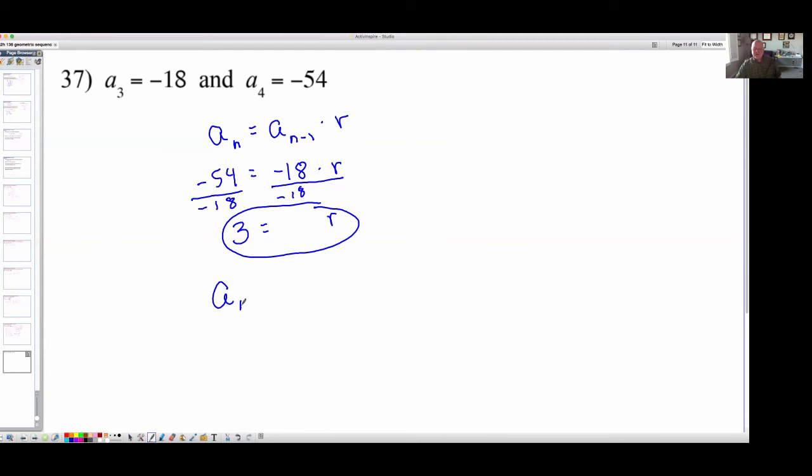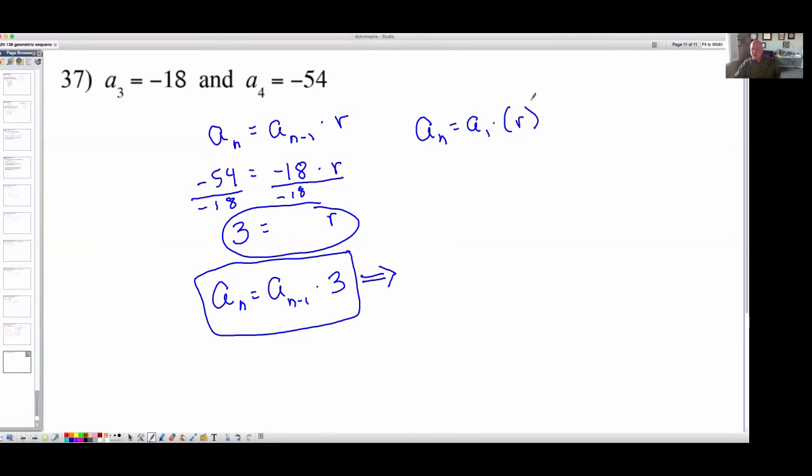So we have a sub n is equal to a sub n minus 1 times 3. And that's the recursive form of the equation. I think that's what you were asked to find. Let's go from here to write the explicit form. The explicit form, so the formula a sub n is equal to a sub 1 times r to the n minus 1. We know r. Can you find the first term? We know a sub 3. What would a sub 2 be?